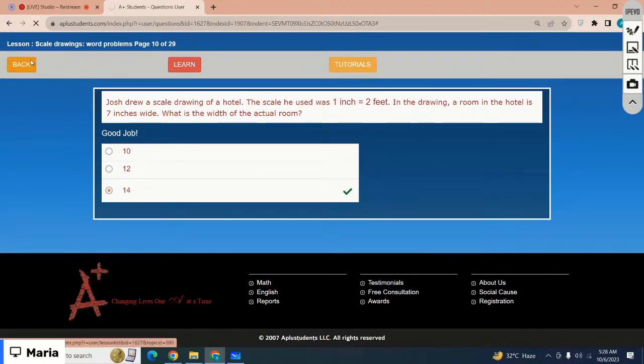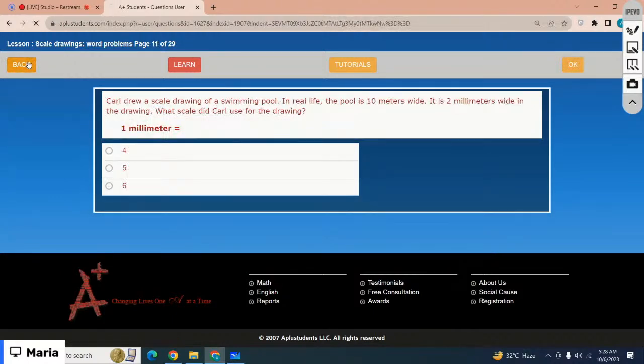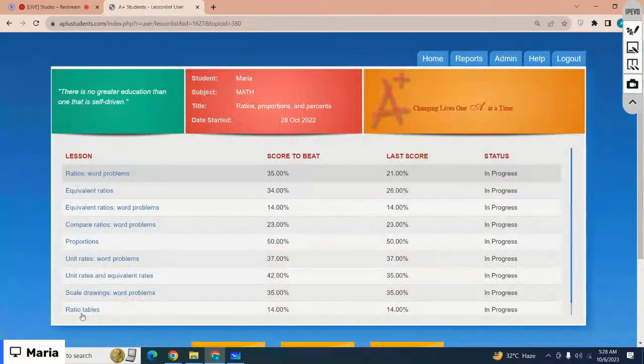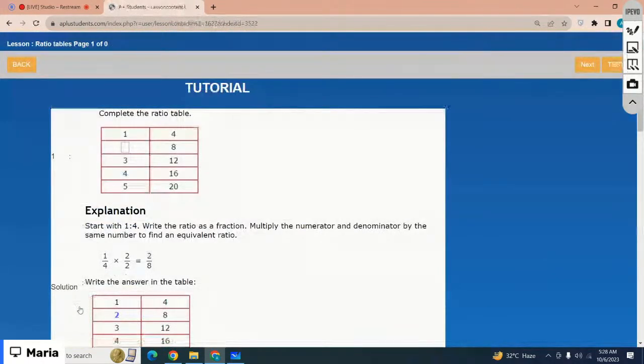The next one is ratio tables. We already know how to calculate the ratios, right? We need to form a proportion between the two values and then we can solve for the missing value. Let's see the first example.